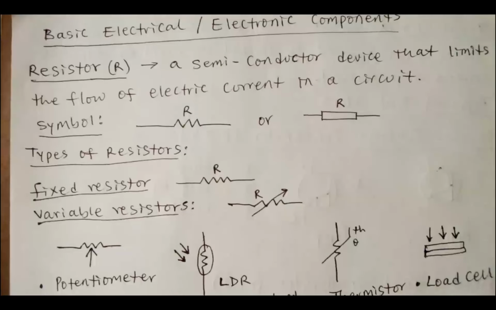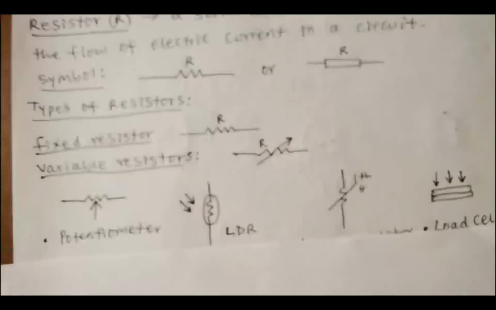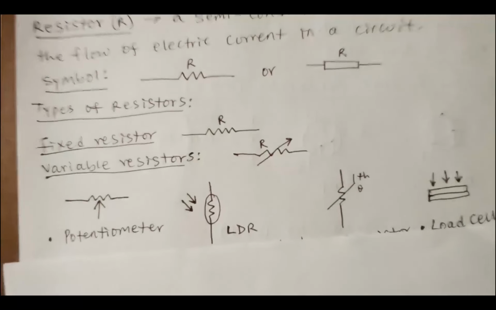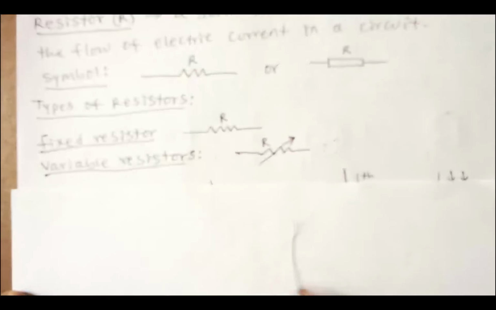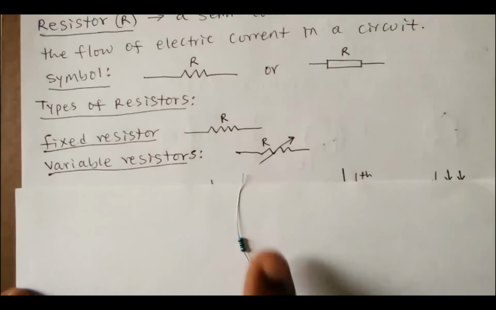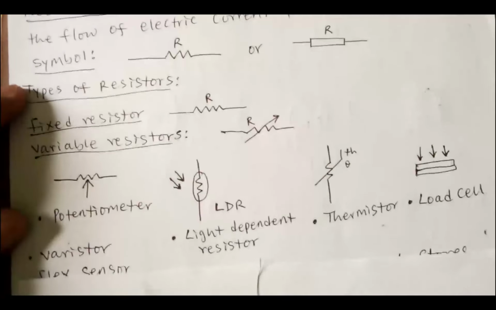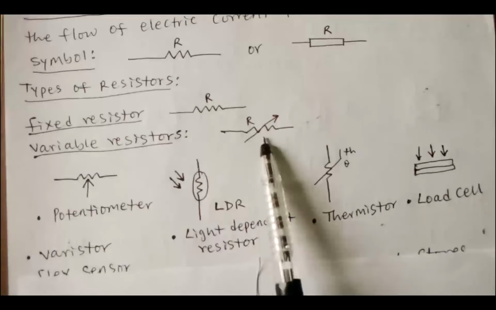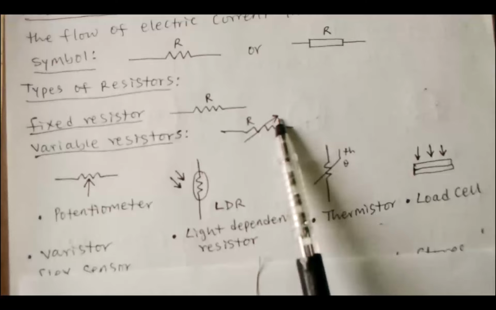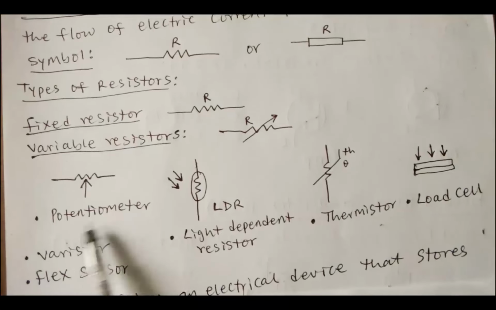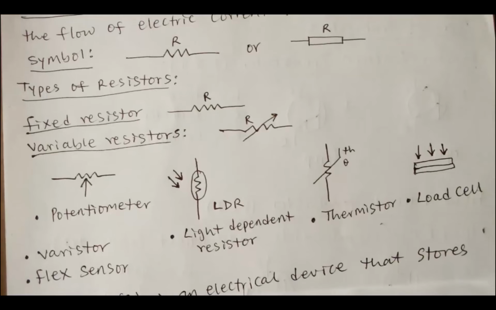We have types of resistors. We have fixed resistors, like this one we have here. This is a fixed resistor. You understand? Then we have a variable resistor. This is the symbol of a variable resistor. We have different types of variable resistor. We have this one called a potentiometer.